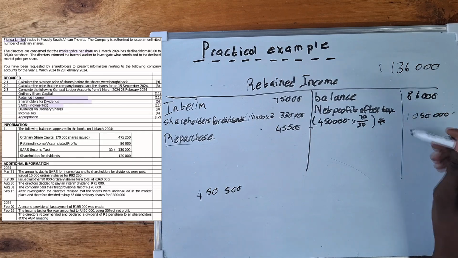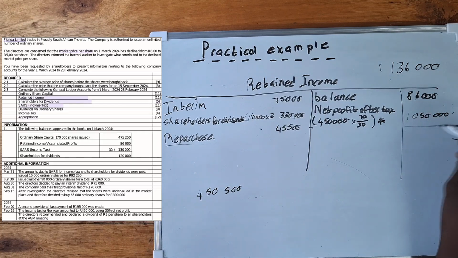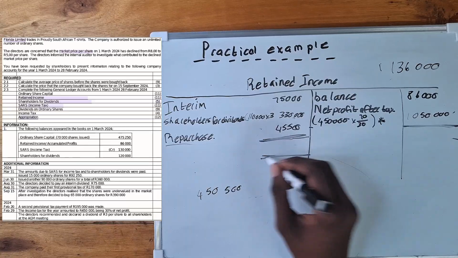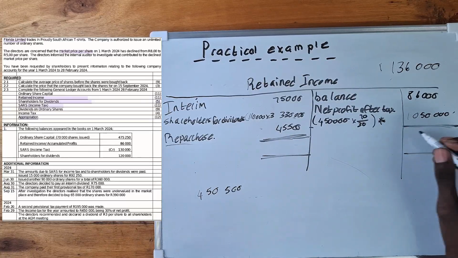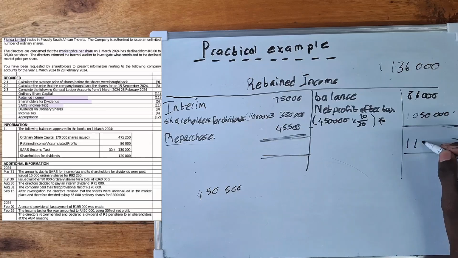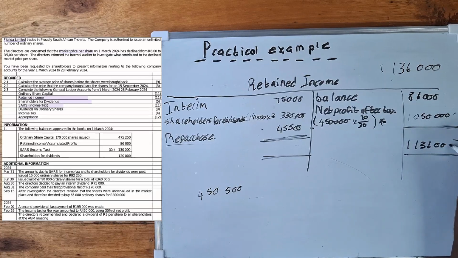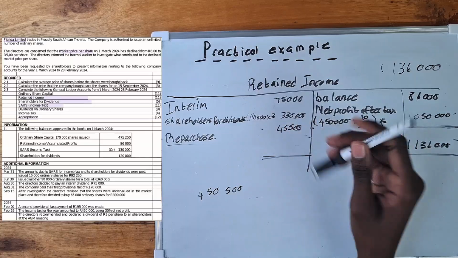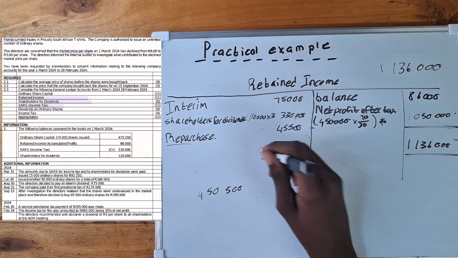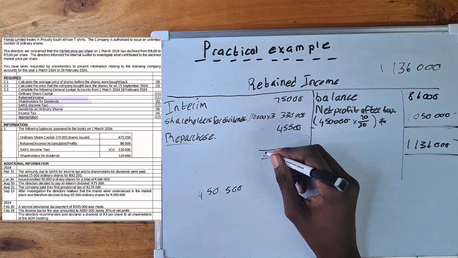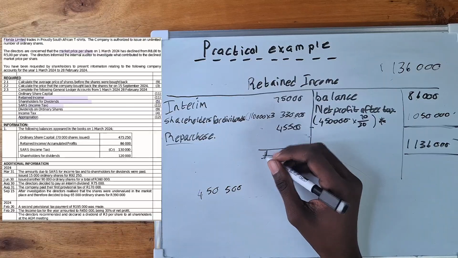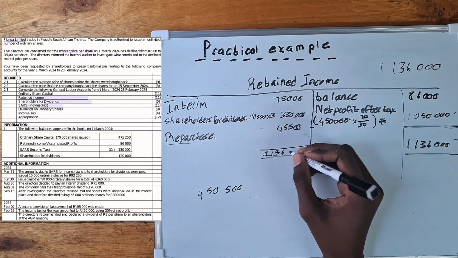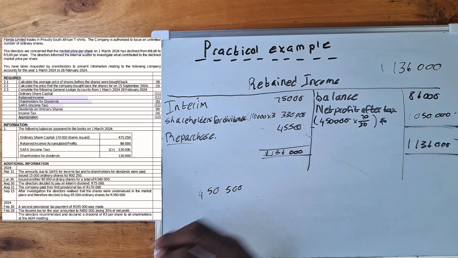So what do we do? We write it on both sides now, right? We write it on both sides. So we have our 1,136,000. Just make some space here for when we write the balance. Here we have the 1,136,000, right? Just like that.